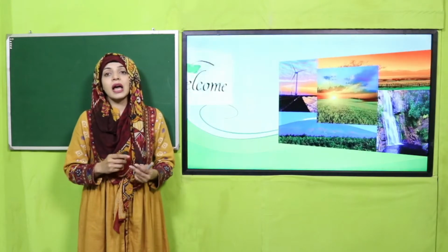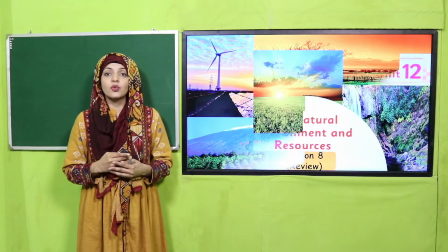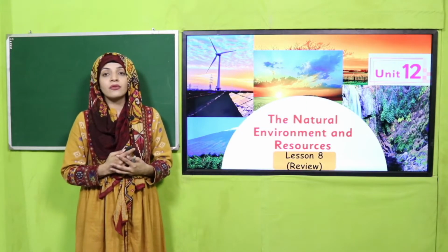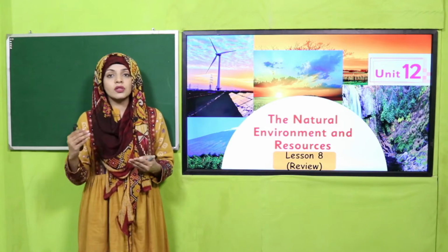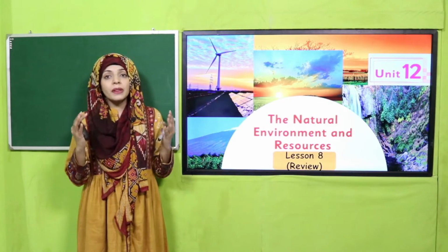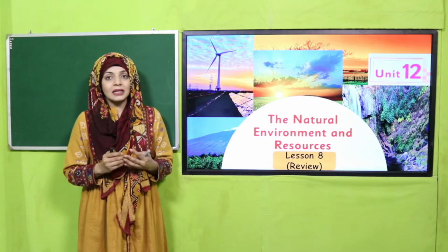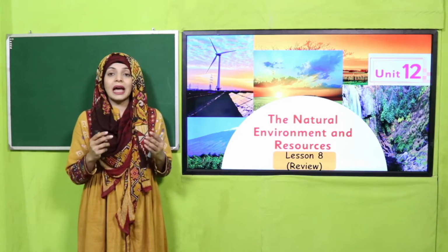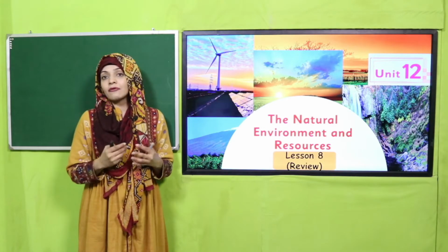My dear students, as you already know, we are on unit number 12 of your GK2 books, and the name of our unit is the Natural Environment and Resources. We have almost covered all the student learning outcomes of this lesson. Today, I will give you a complete review. We will revise all the student learning outcomes, and then I will take an assessment of you so that I can evaluate what you have learned and understood from this lesson.